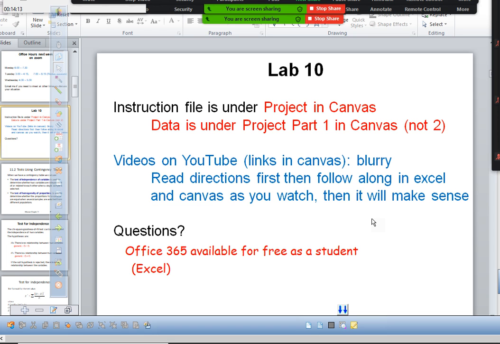One I think is shorter, like 5 or 6 minutes, and one's longer, like maybe 7 or 8 minutes, because it was for my 5 o'clock and 7:30 classes from last semester. So definitely watch the videos, but watch them while reading the directions, or ideally having Excel open with you and doing it in Canvas as you go through, because then it'll make the most sense. And that's due on Tuesday. Today, it's due tonight.